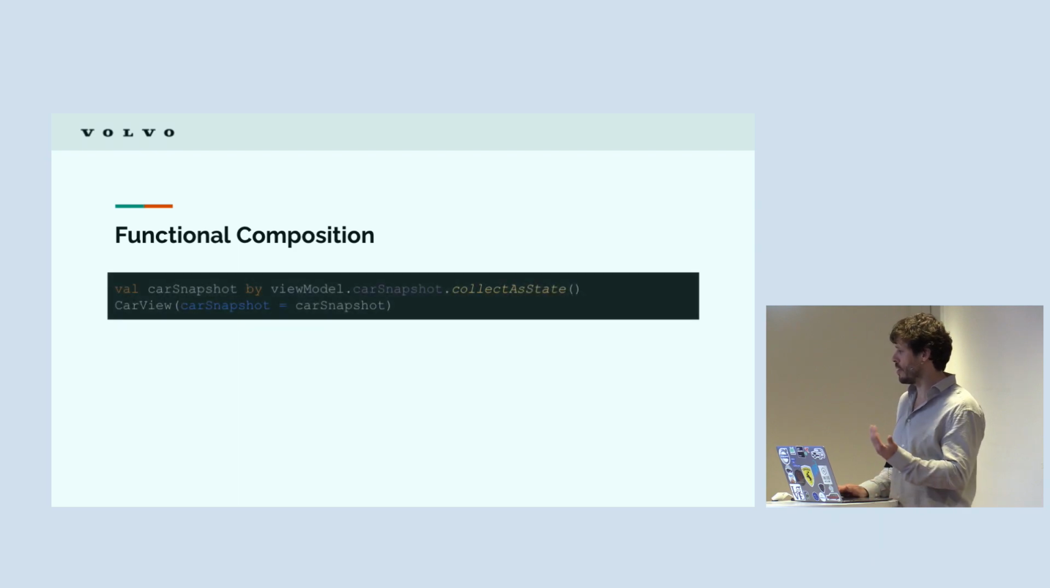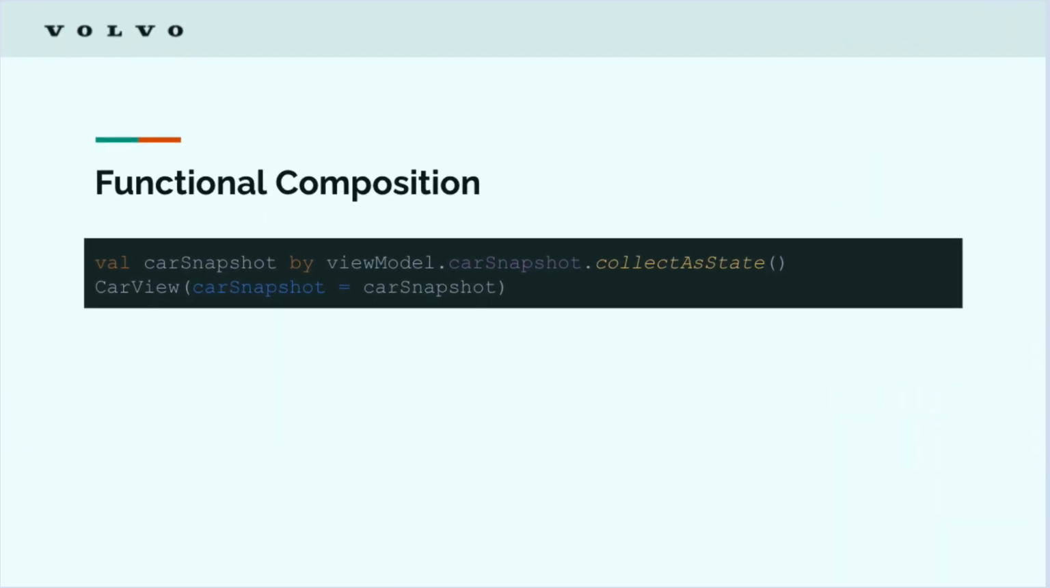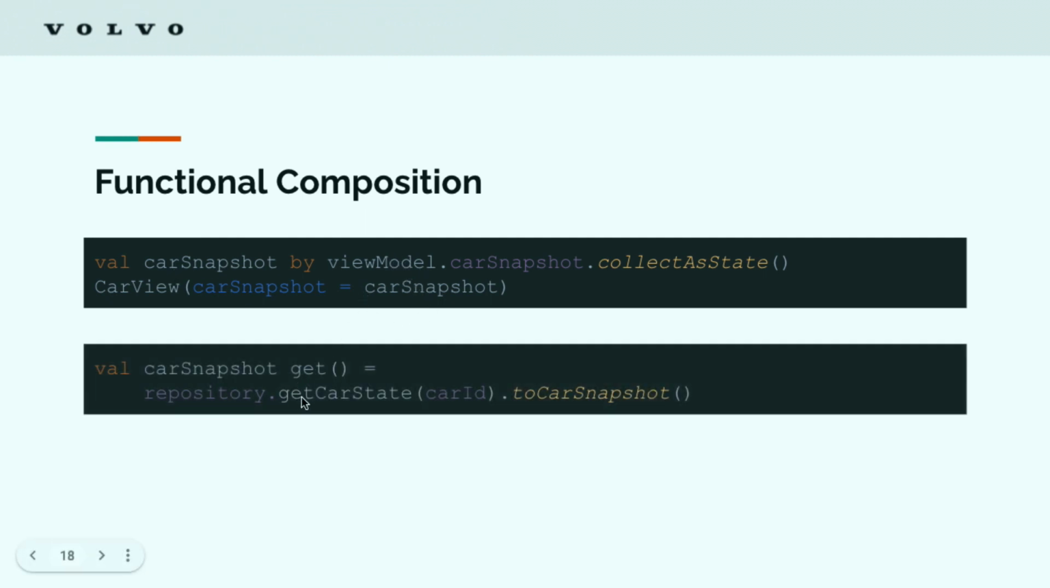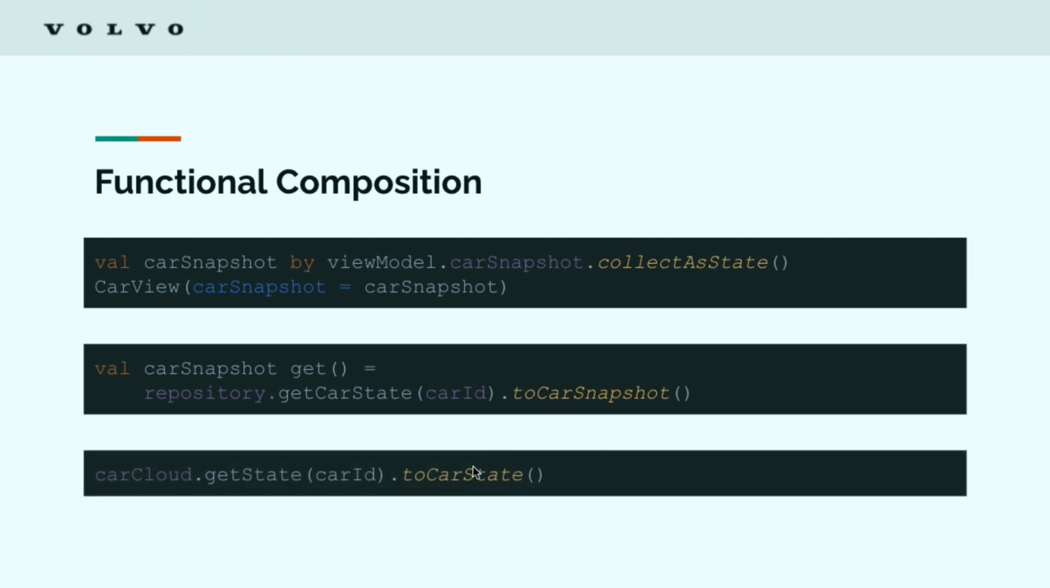So if we resume, on the presentation layer, we have the view model that gives us the snapshot that is built from the car state, that is built from the cloud car state. So we are applying composition on our daily basis.